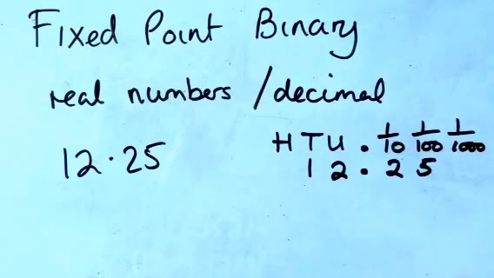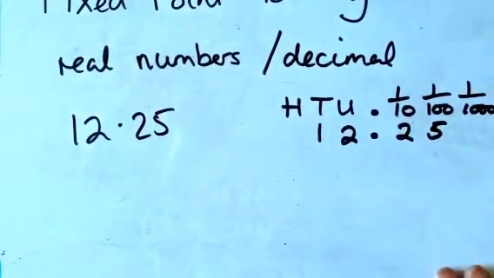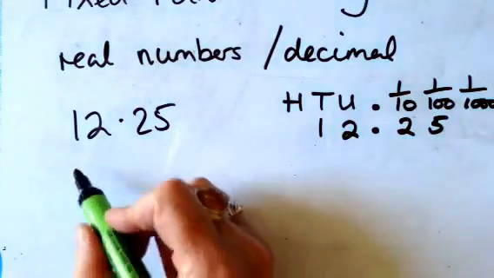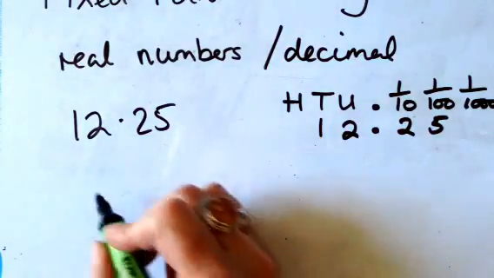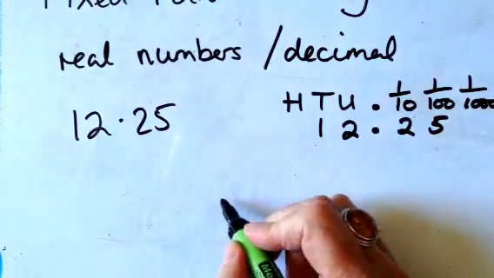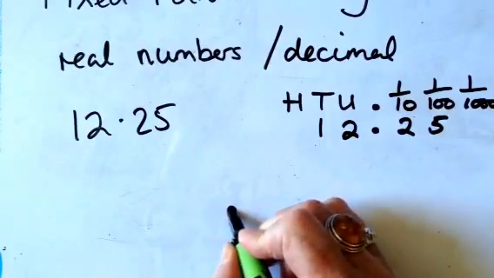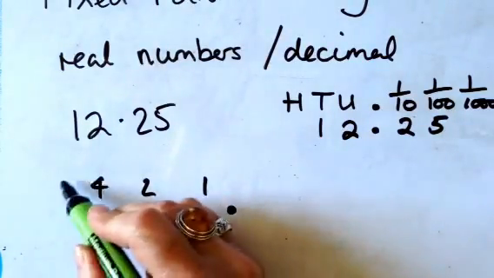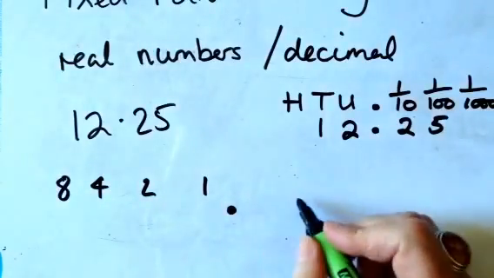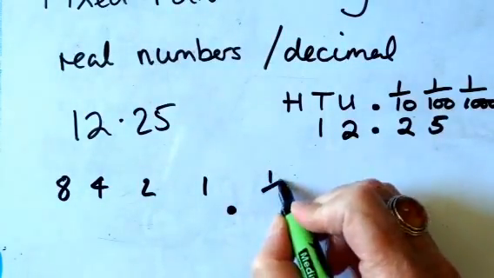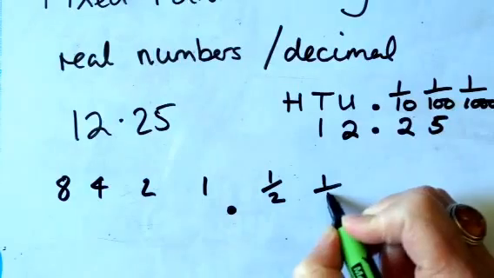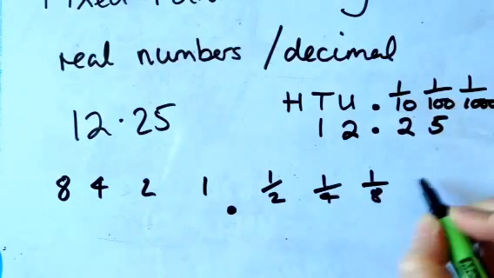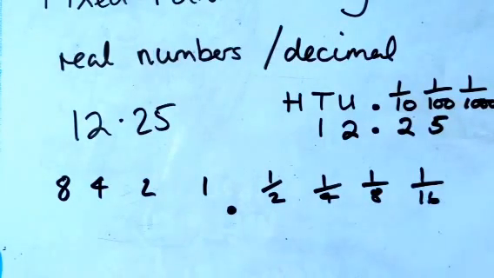We can do exactly the same in base 2. We're going to try and represent 12.25 in base 2. We need our binary place headers, so I'm going to put my point in as usual. 1, 2, 4, I'll just go up to 8. And now on this side of the point, because I'm working in base 2, I can say 1 over 2, 1 over 4, 1 over 8. We'll just go to 1 over 16.